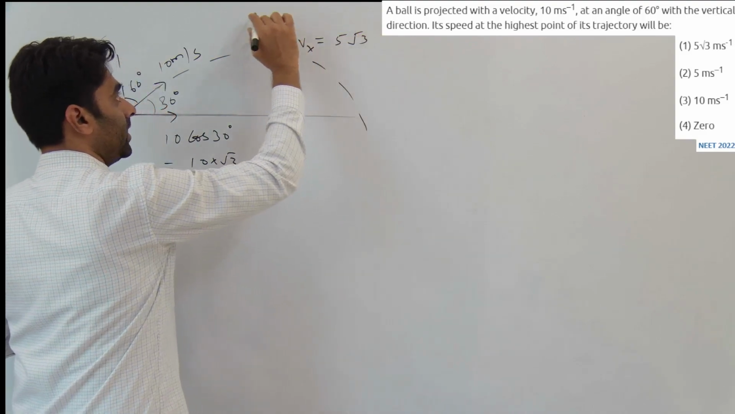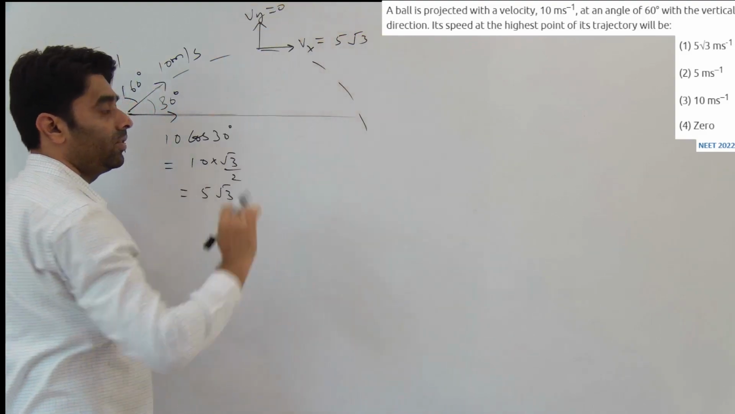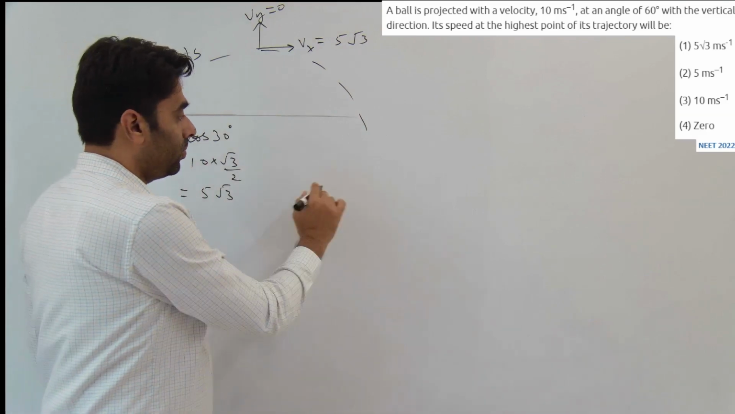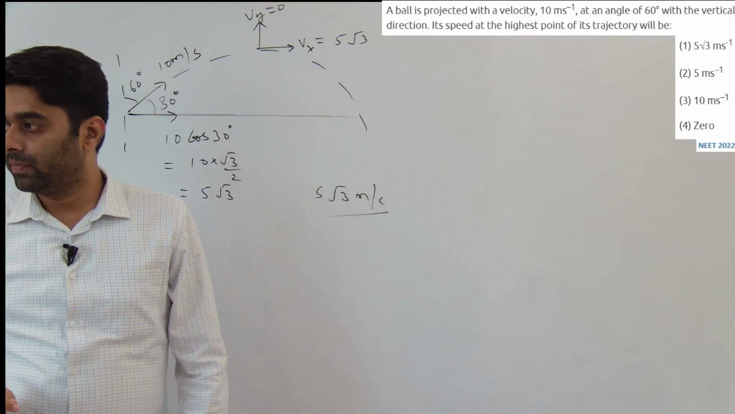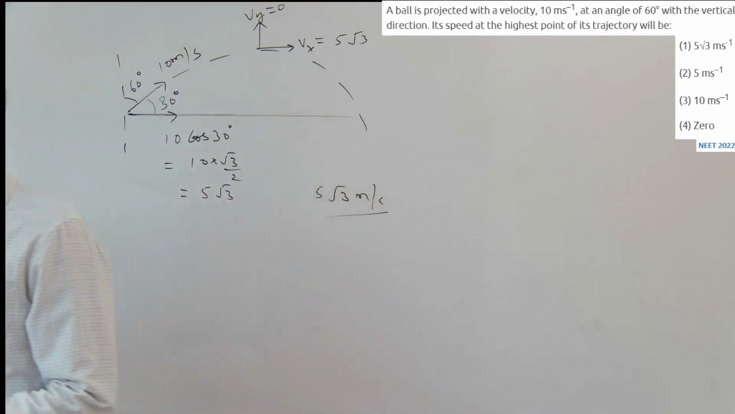Velocity in the y direction at the topmost point, at the highest point, is 0. So what is our velocity at the highest point? 5 root 3 meter per second. This is our answer, option 1. Let's move ahead.